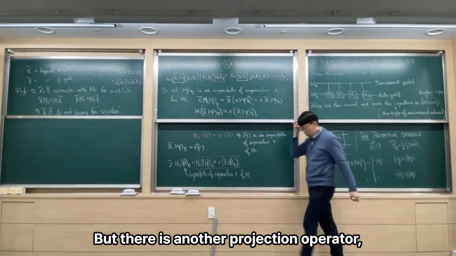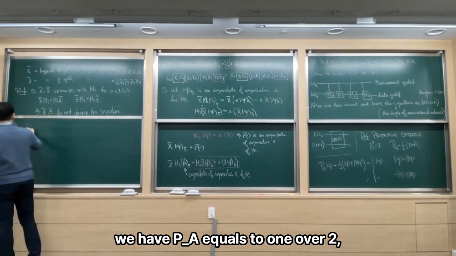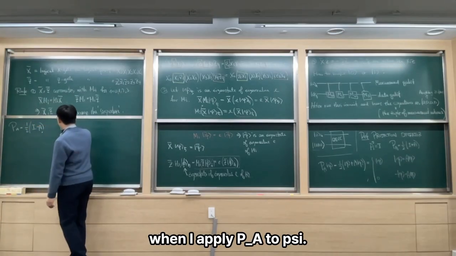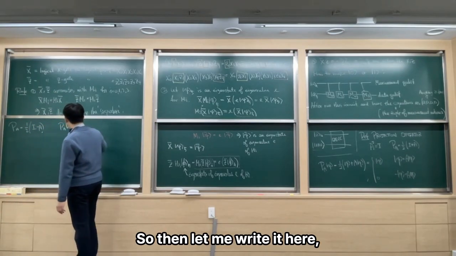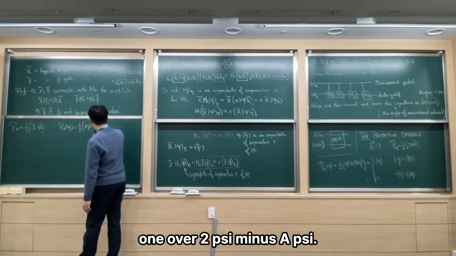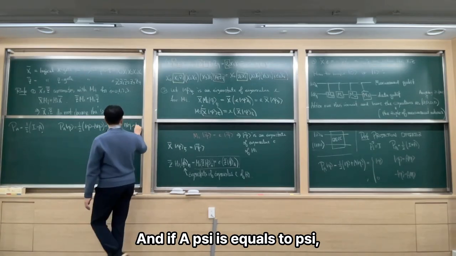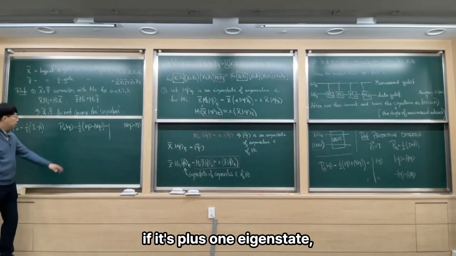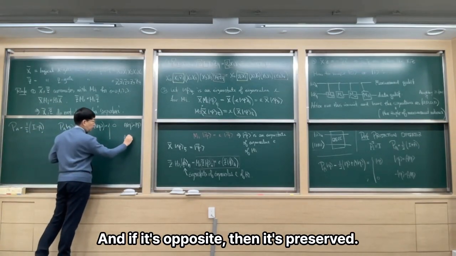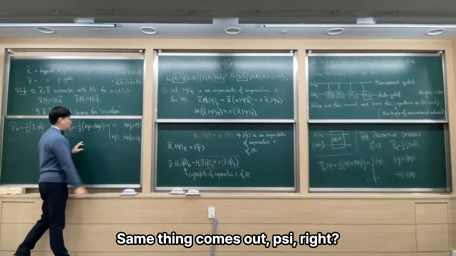But there's another projection operator. Let's say we have PA equals 1 over 2 (I minus A). Let's see what happens when I apply PA to psi. So then, let me write it here: 1 over 2 (psi minus A psi). And if A psi equals psi, if it's a plus 1 eigenstate, then it's killed, right? And if it's the opposite, then it's preserved. The same thing comes out, psi, right?